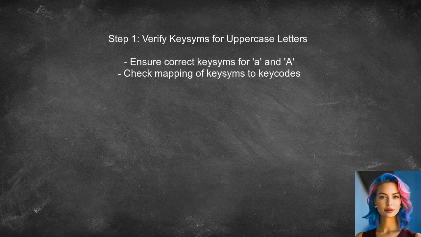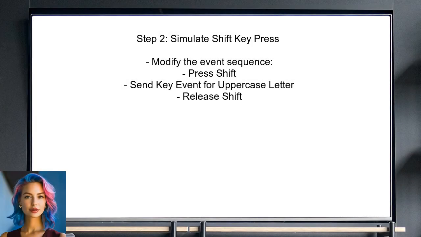To address the issue with capital letters not being generated, the user should first ensure that the correct key sims are being used for both lowercase and uppercase letters. This involves checking the mapping of key sims to key codes. Next, the user should implement a method to simulate the pressing of the shift key before sending the key event for uppercase letters. This can be done by modifying the key event sequence.